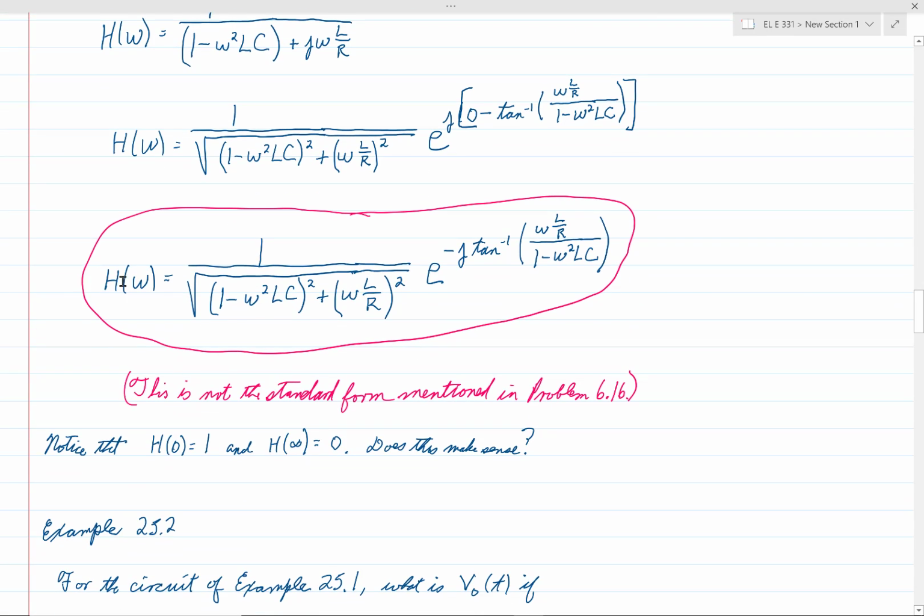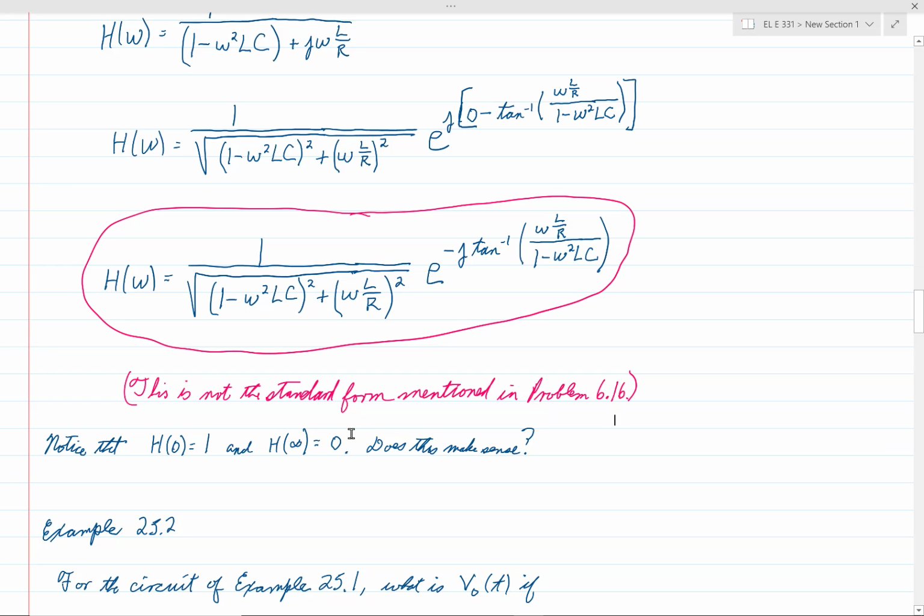And so our final expression for h of omega, if we want magnitude and phase form, is this. And by the way, in problem 16, there's a mention of the standard form for the transfer function. That is not this. That's still another form, and we're not going to worry about that in this course, so don't worry about that.